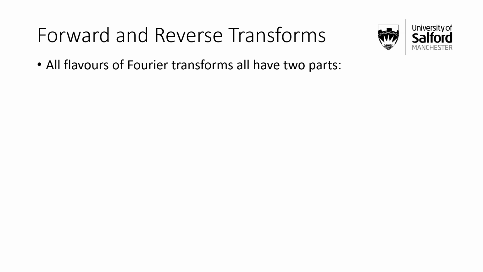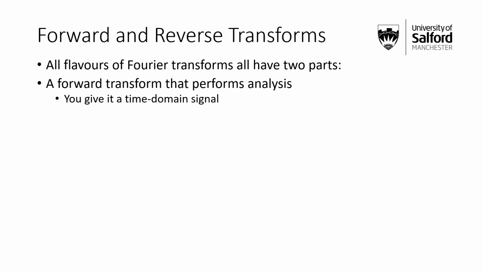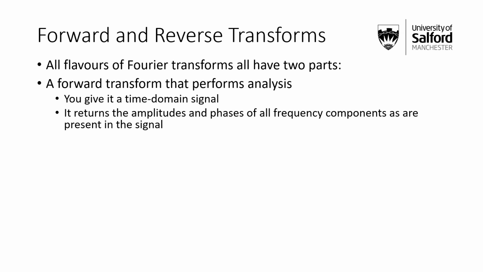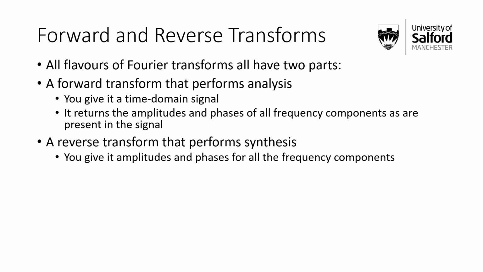It has two parts: a forward and a reverse transform. All flavours of Fourier transform have these two parts. You have a forward transform that performs analysis. You give it a time domain signal and it returns amplitudes and phases of all the frequency components that are present in the signal. And then we have a reverse transform that performs synthesis. You give it amplitudes and phases for all the frequency components and it returns a time domain signal synthesized from them. And I use the word synthesis quite deliberately because it's essentially what a lot of synthesizers do, in terms of electronic musical instruments.